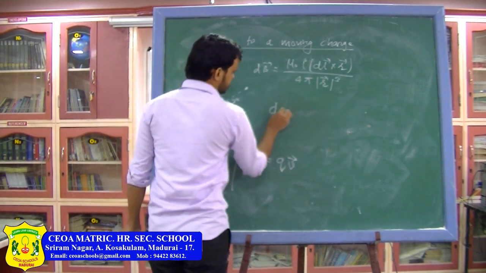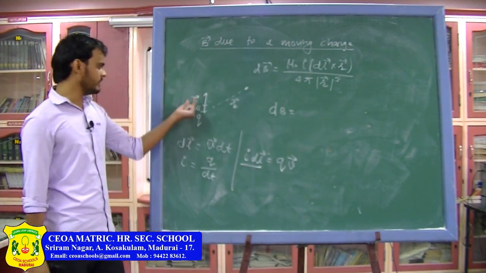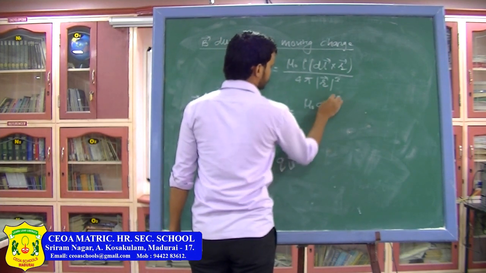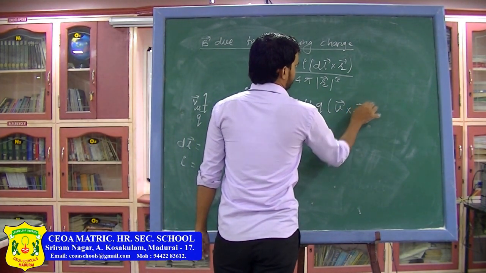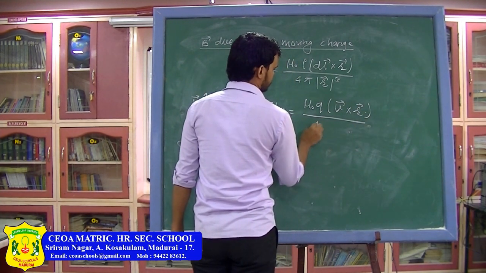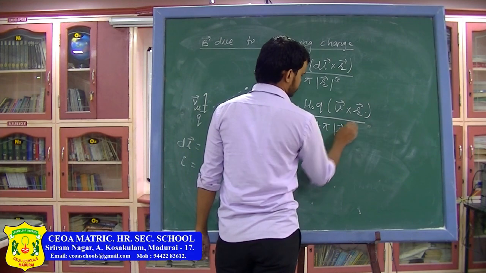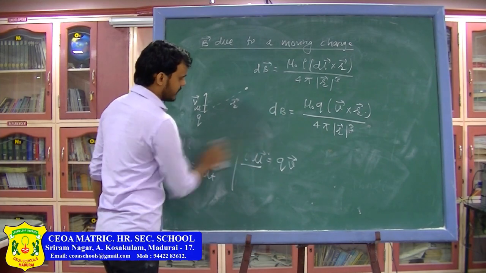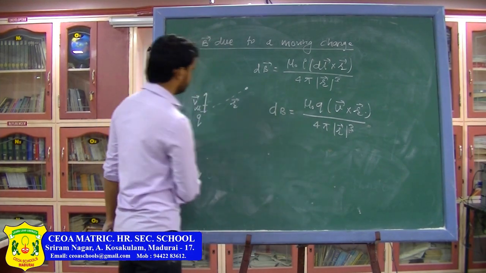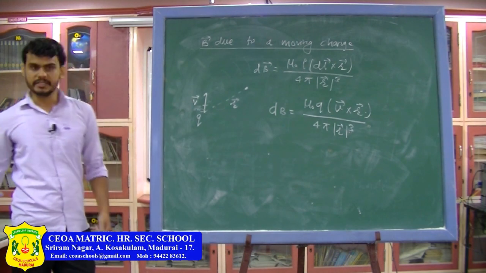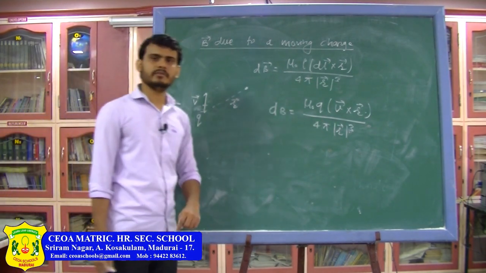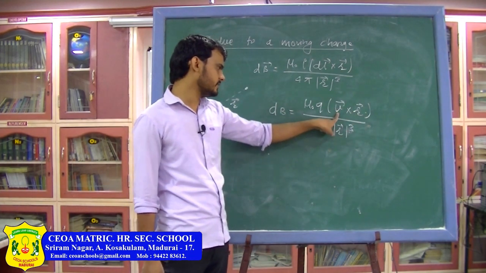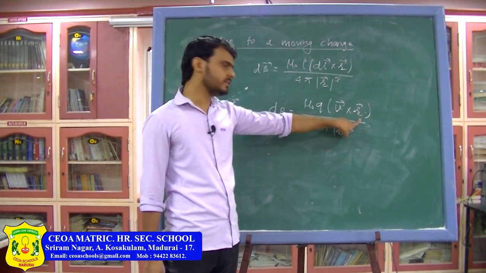So the magnetic field due to a moving charge q with velocity v can be written as mu naught q v cross r divided by 4 pi r cube. Now as you can see, this is the position vector form. Here r vector is the position of the point with respect to the charge, and v is the velocity of the charge. So if you want to find the direction of the magnetic field, you can use the cross product rule, where you keep your fingers in the direction of v, curl it towards the r, and the thumb will give you the direction of the magnetic field.